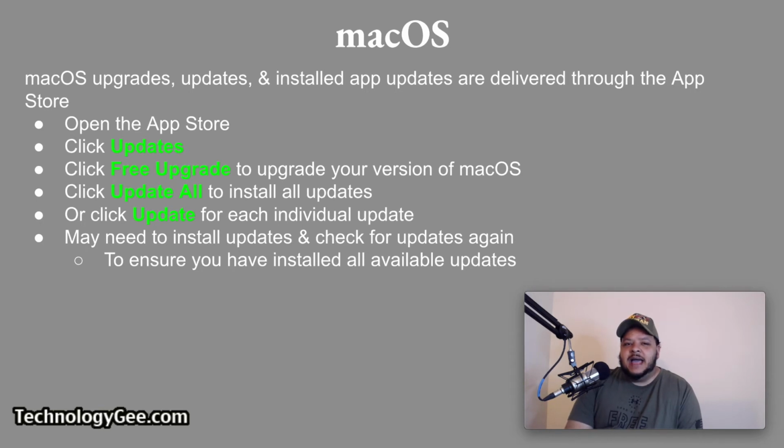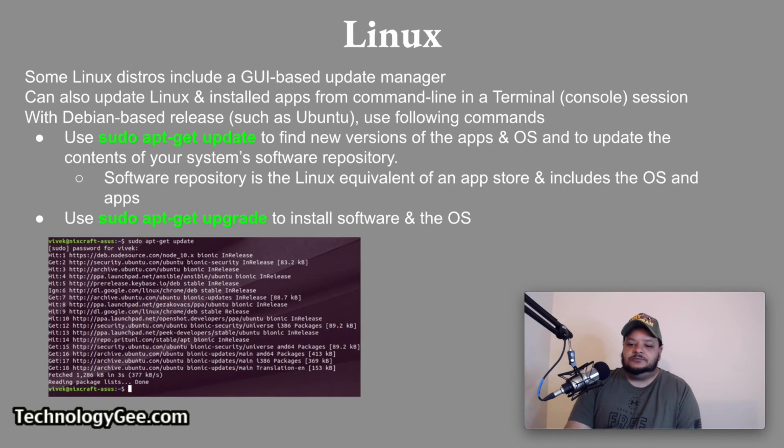Mac. Mac OS upgrades, updates, and installed app updates are delivered through the App Store. After opening the App Store, you will click Updates. You will click Free Upgrade to upgrade your version of the Mac OS. You will click Update All to install all updates, or click Update for each individual update. You may need to install updates and check for updates again to ensure that you have installed all available updates.